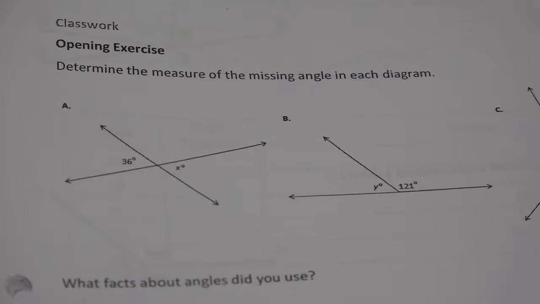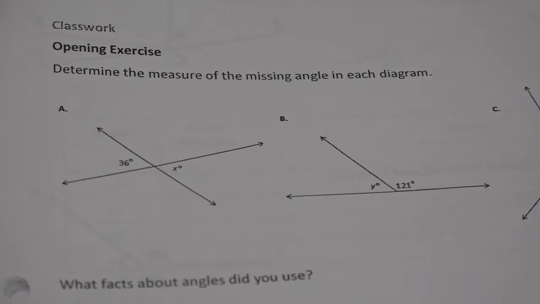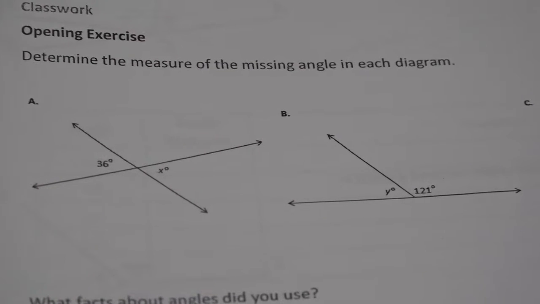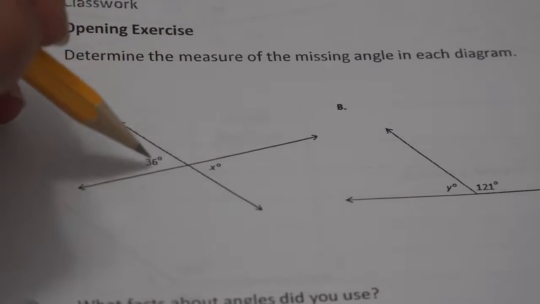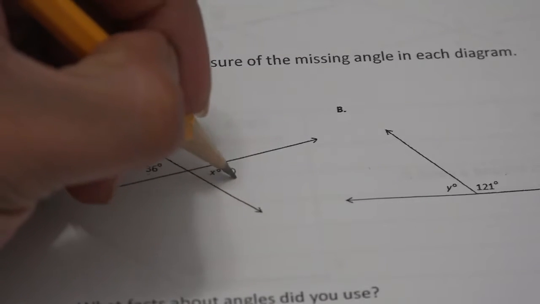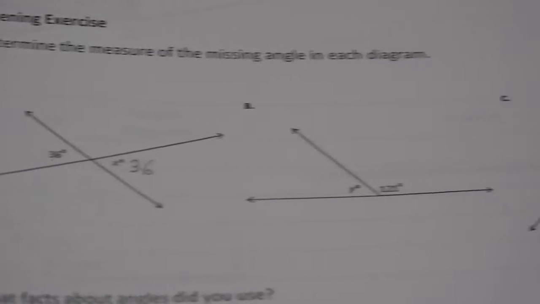So let's see. The measure of angle X right here, okay? Well, what concept am I going to use? I'm going to use the concept of vertical angles. I know that vertical angles are equal in measure, so this is going to be 36. Okay, now let's go on to the next one.